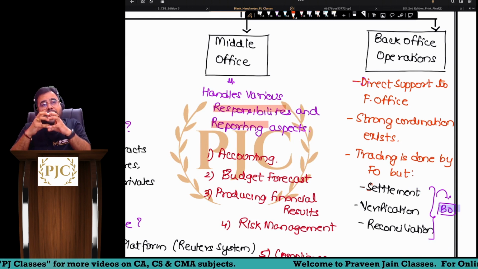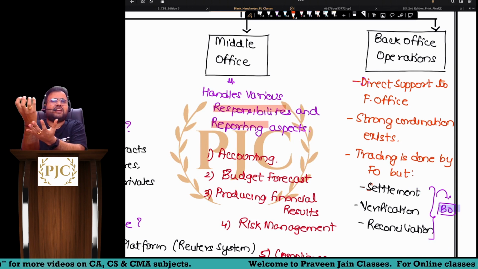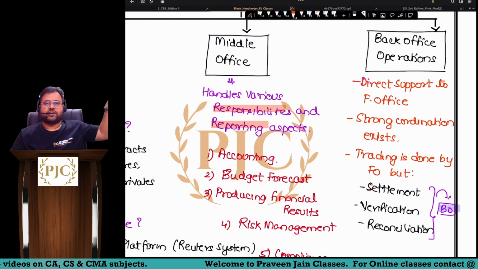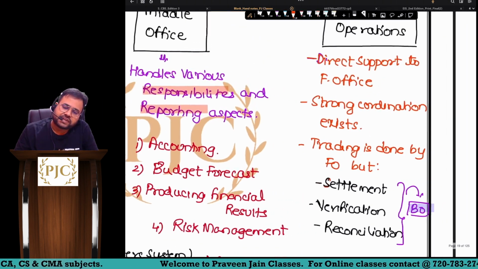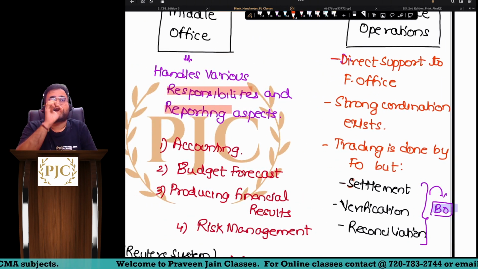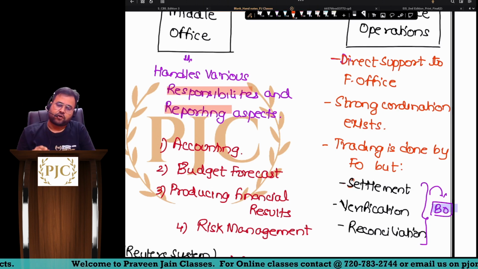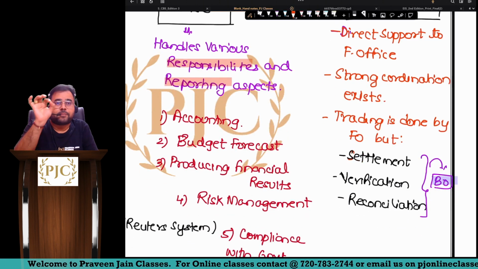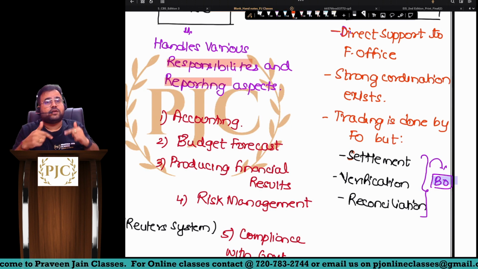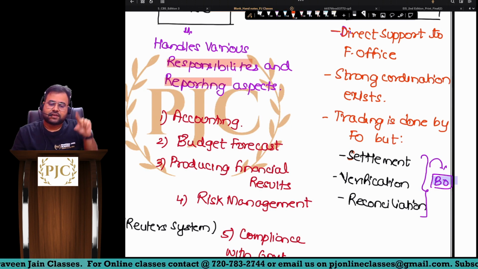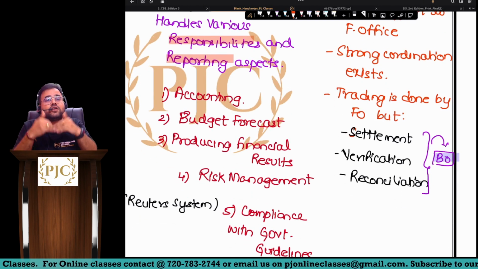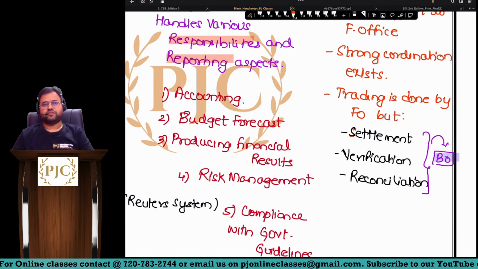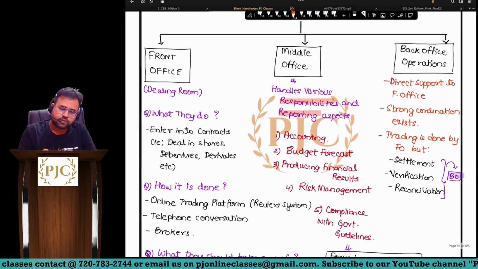Agreed. So the back office is the one which is giving core support to whom, sir? Your front office, sir. Okay. So the back office directly supports the front office. Strong coordination exists between the front office and the back office, sir. So trading is to be done. Trading is done by the front office, but the settlement, verification and reconciliation related to that trading are all done by whom, sir? The back office, sir. I hope this is clear.